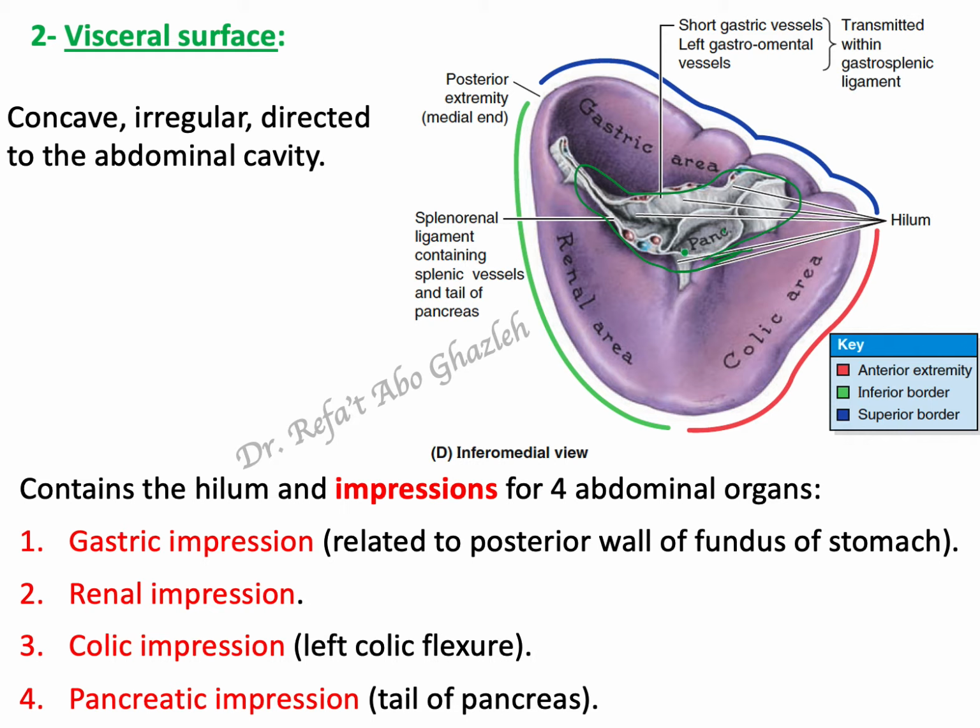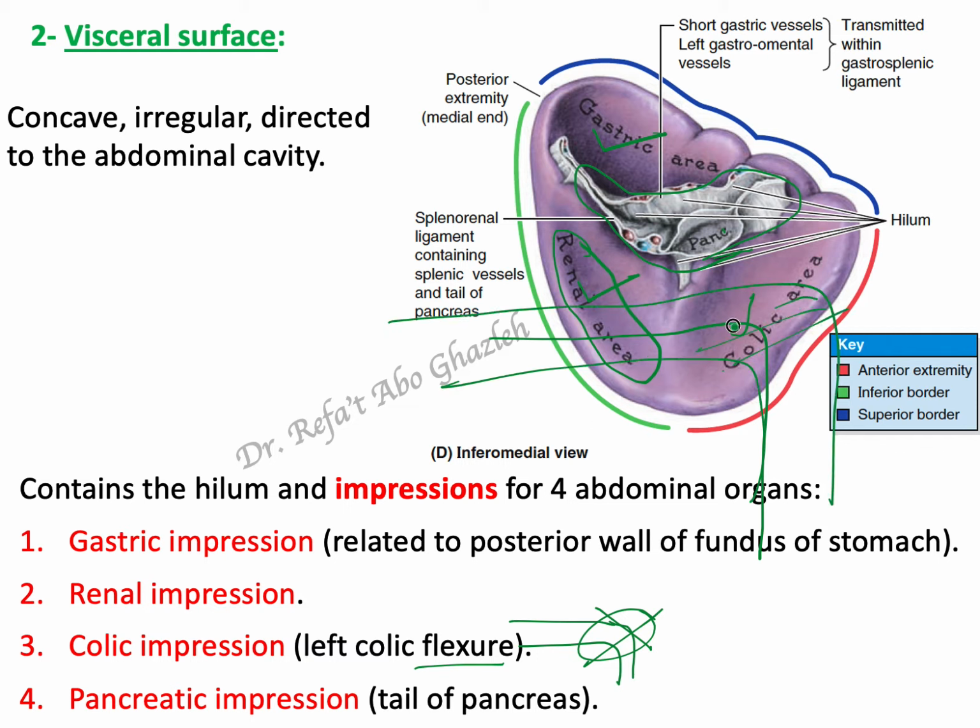and exit for vessels. At the same time, you can see there are impressions on the visceral surface. There's a gastric impression for the fundus of the stomach, and another impression for the anterior surface of the left kidney. It's called the renal impression or renal area. And another impression known as the colic area or colic impression for the left colic flexure. Flexure means bending. Here we go, this is the transverse colon, and it bends here. And this is the impression for the kidney, and this is for the stomach.